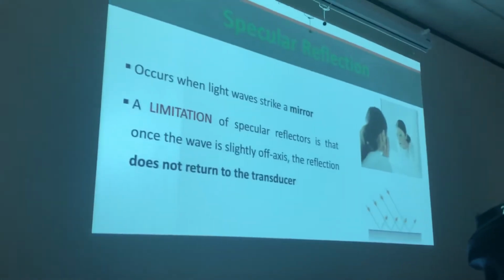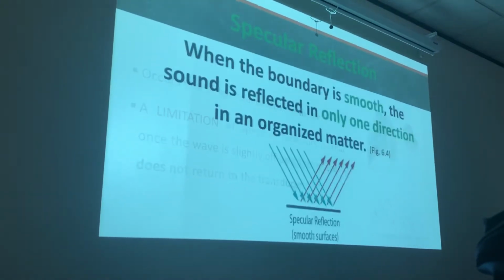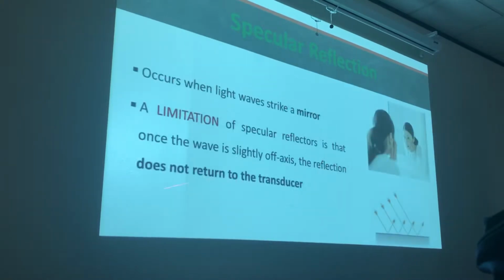So we need a smooth border, and also our sound does not always return back to the transducer, okay? Unless it's hitting at a perpendicular incidence. If it's going perpendicular to the source, then it's going to reflect directly back, just like a mirror.